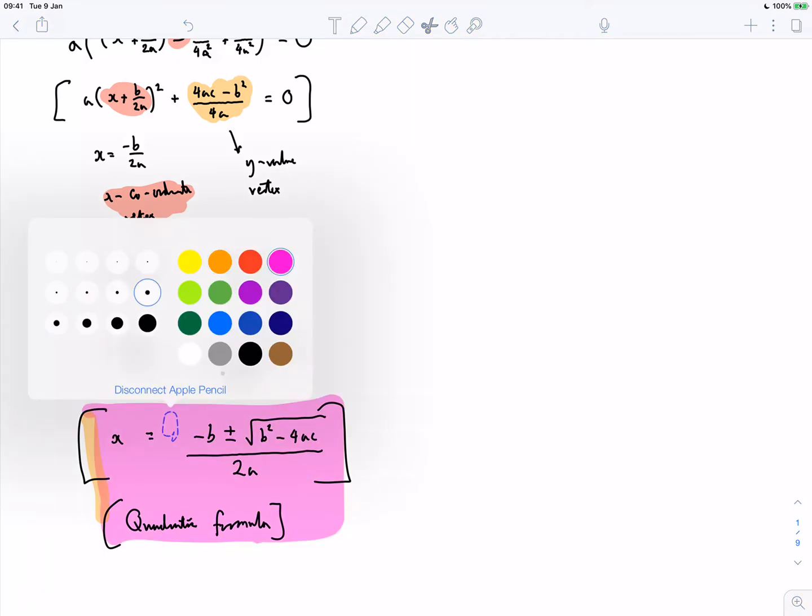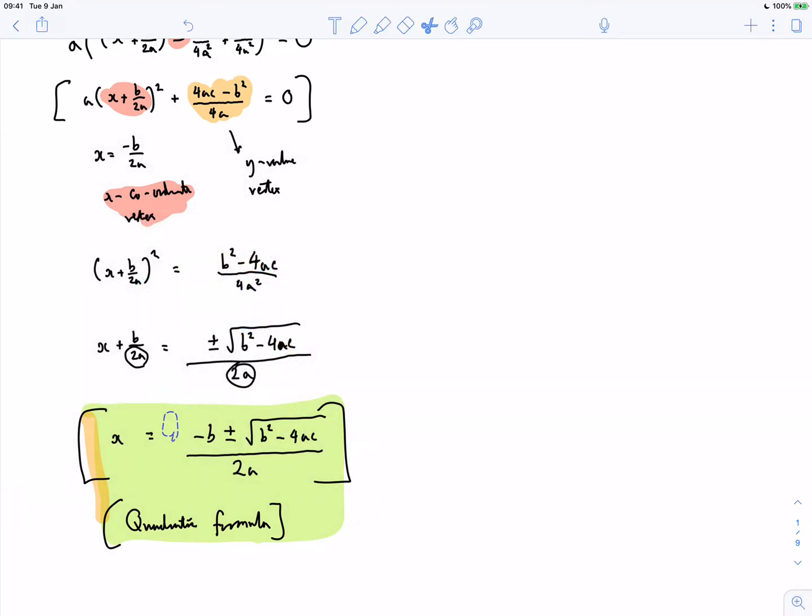Let's make this pink or green. There you go. Okay. How do I get that?